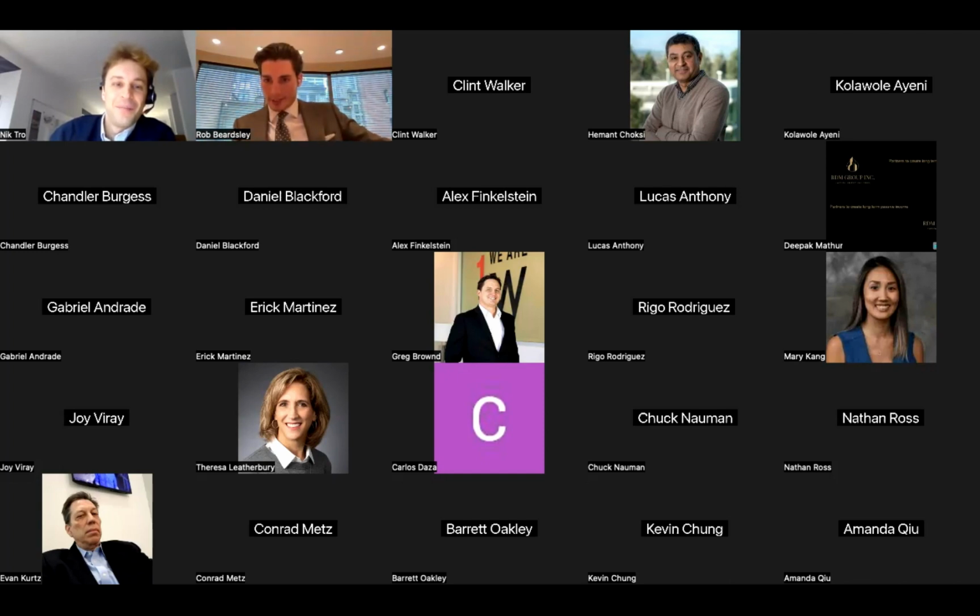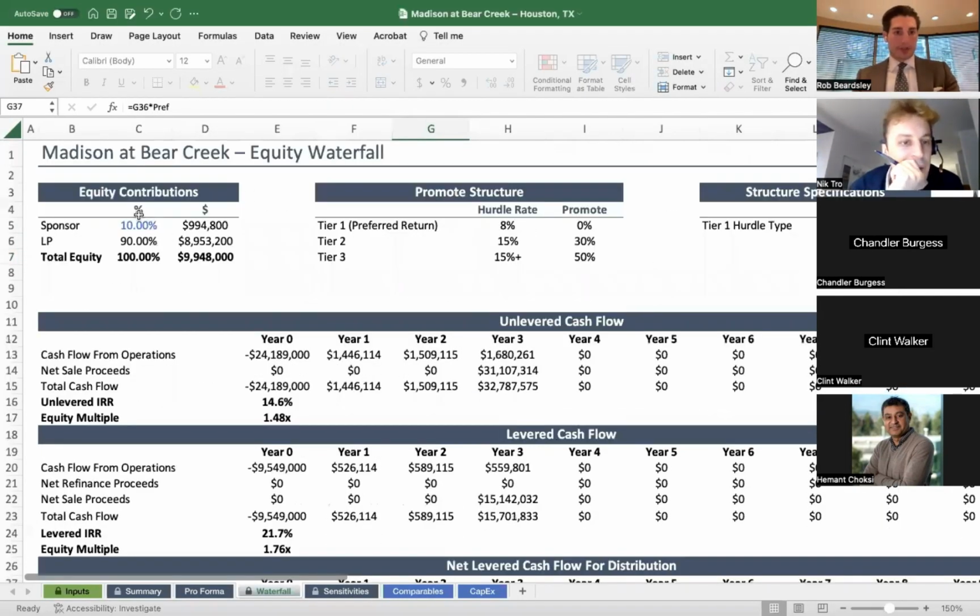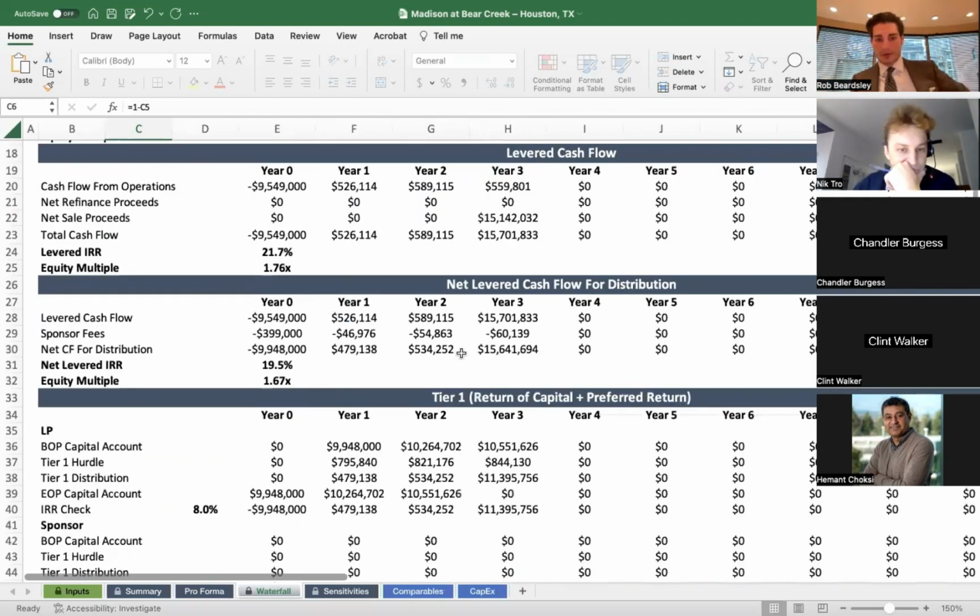I want to really read Greg's question here. How come the sponsor is getting a distribution even though the preferred return hurdle isn't being hit with cash flow from the project? The capital account is growing instead. So there's definitely some misunderstandings here. I'll re-share my screen really quick, and I'll make this easier to understand. For the purposes of this explanation, I'm going to set the sponsor capital account to 0. So let's say the sponsor invested nothing in this deal. Nothing. So let's go back to our waterfall.